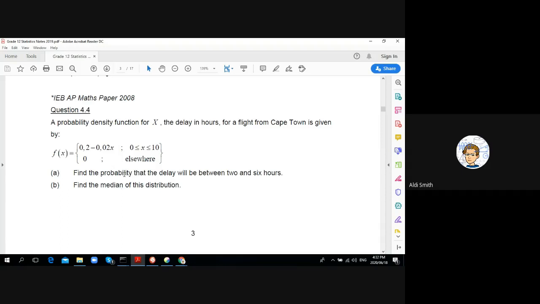And this one, find the probability that the delay will be between 2 and 6 hours. We actually just did that. So in the textbook, we just did that one where we said the probability from 2 to 6 is 0.48. So in this case, the probability that the delay will be between 2 and 6 hours is 0.48 because it's exactly the same function. What I do want to look at is this one, find the median of the distribution. That's the new one, the one we haven't looked at yet.